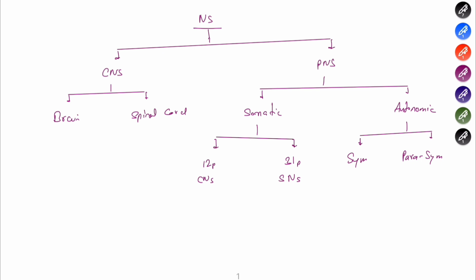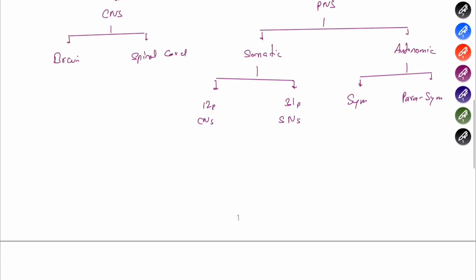So now let's talk about the cellular architecture of the nervous system. What is the basic unit of nervous system? The basic unit of nervous system is neuron. The anatomical unit is neuron. And what is the functional unit of nervous system? Functional unit of nervous system is a reflex arc. So now this cellular architecture.